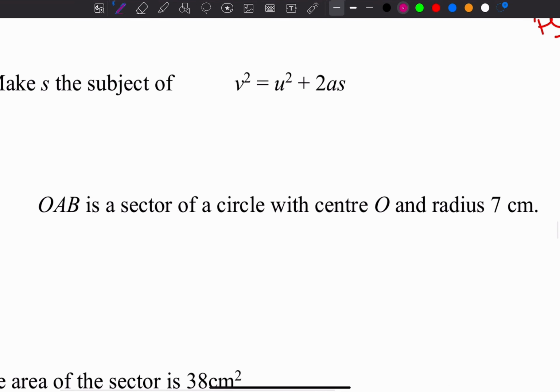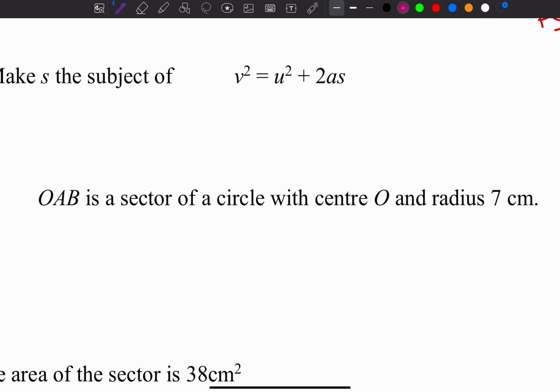Next one, make s the subject. So it's adding here, so take it away. V squared minus u squared equals 2as. You want s the subject. You're dividing by 2a. And that's it.